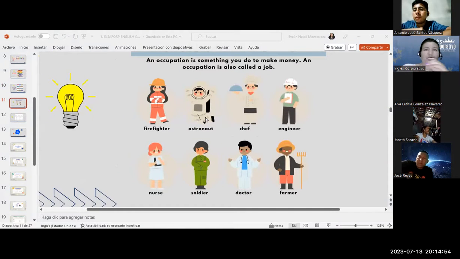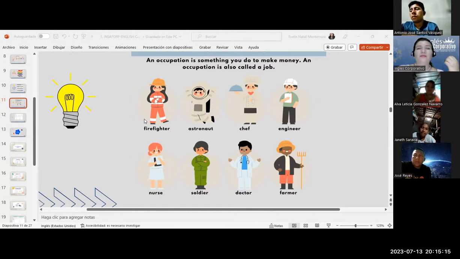An occupation is something that you do to make money, right? An occupation is also called a job, right? What is your job? What do you do in your job? Are you a mechanic? Are you a sewing professional? Are you a secretary? Here we have different types of jobs. We have firefighter, that is a bombero, right? Astronaut, chef, engineer, nurse, soldier, doctor, farmer.